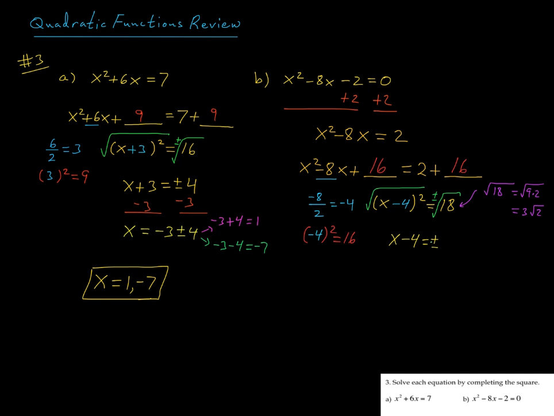And so we have x minus 4 is plus or minus 3 times the square root of 2, and now go ahead and add 4 to both sides. And we arrive at the solutions x is equal to 4 plus or minus 3 times the square root of 2. All right, and that's going to do it.